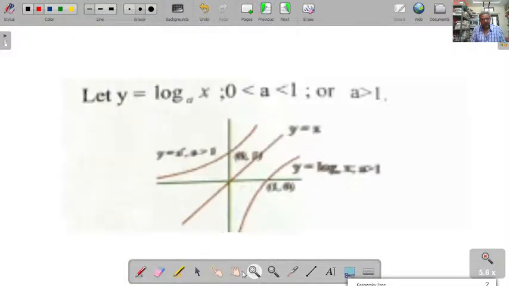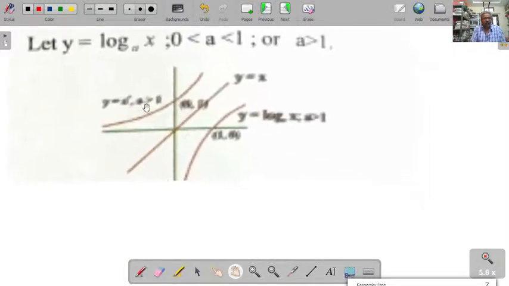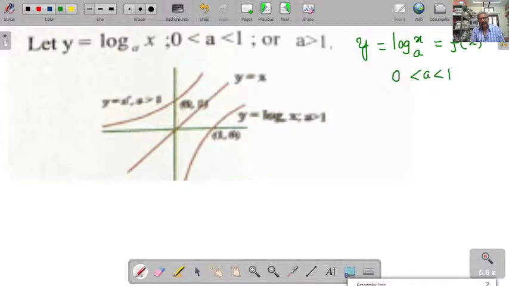This is the graph of the logarithmic function. Let y is equal to log x to the base a, or we can write f of x also. It's a function of x. This is called the logarithmic function. Here 0 less than a less than 1, or a greater than 1. Base may be greater than 1, or it is a decimal that lies in between 0 to 1. Always base is positive.